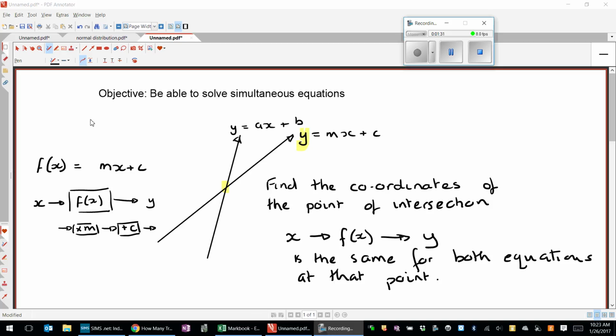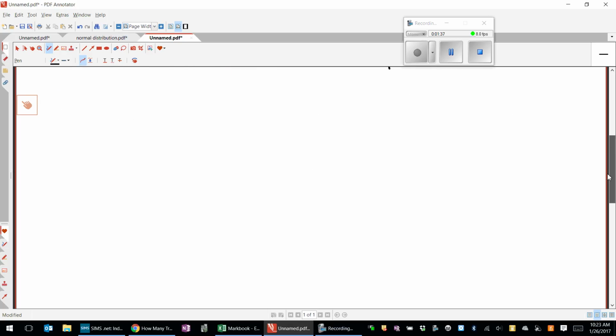So let's have a look then at what we need to do. If you, in your book, you can follow through. We're going to have a look at example 13 on page 159. Right? So it helps you go back and follow it. So it says, find the simultaneous solution to the equations y equals 2x minus 1 and y equals x plus 3.